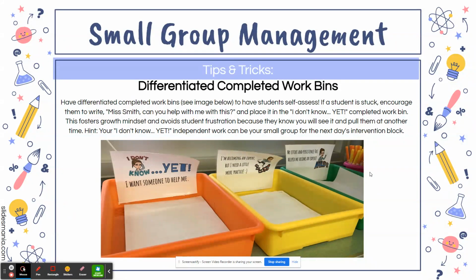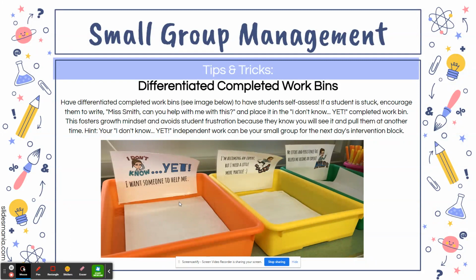Differentiated completed work bins is another tip and trick. You can have differentiated completed work bins, just like this image is showing you, to have students self-assess on their own. If a student is stuck, encourage them to write, "Miss Smith, can you help me with this?" on the actual independent work. And then they would place it in the "I don't know yet" completed work bin.